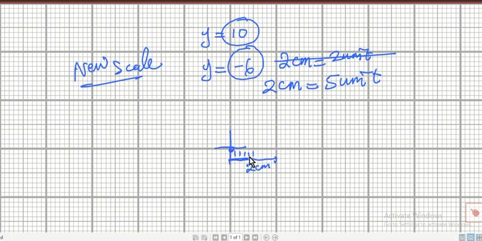It's very important you know that there is nothing special about 2 centimeter, because some students always ask me what is 1 cm or 2 cm. That is very important. And if you check that, you realize that I will be able to get up to 10 and minus 6 with this scale of 2 cm to 5 units on the y-axis. Let me tidy up this graph, please.